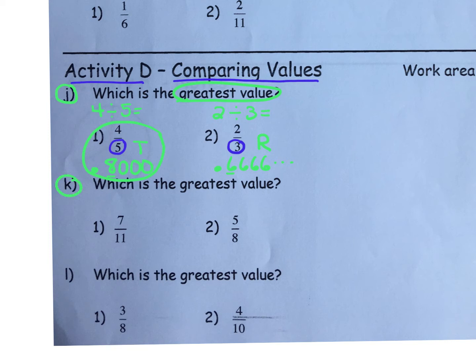Complete K and L on your own. Remember, use your calculator and divide, converting each to decimal form, and then add zeros to the terminating decimals when needed. Make your comparison in decimal form, and then circle the correct answer in fraction form. Pause the video and complete this on your own right now. When you're done with all 3 problems, turn on the video and check your work.